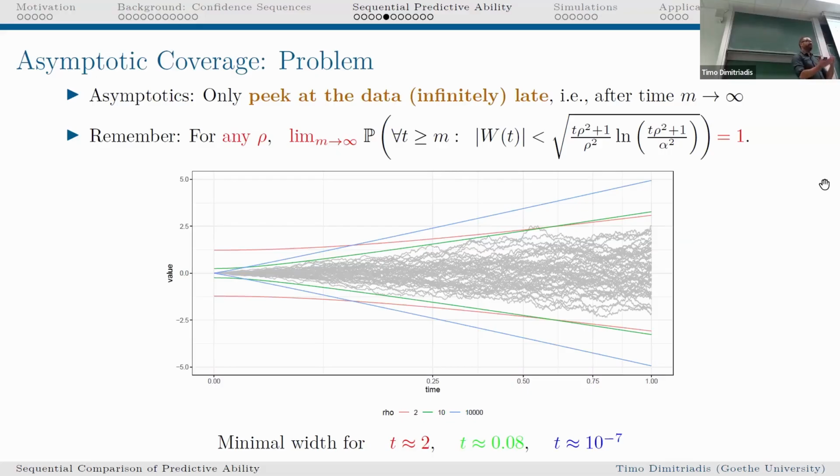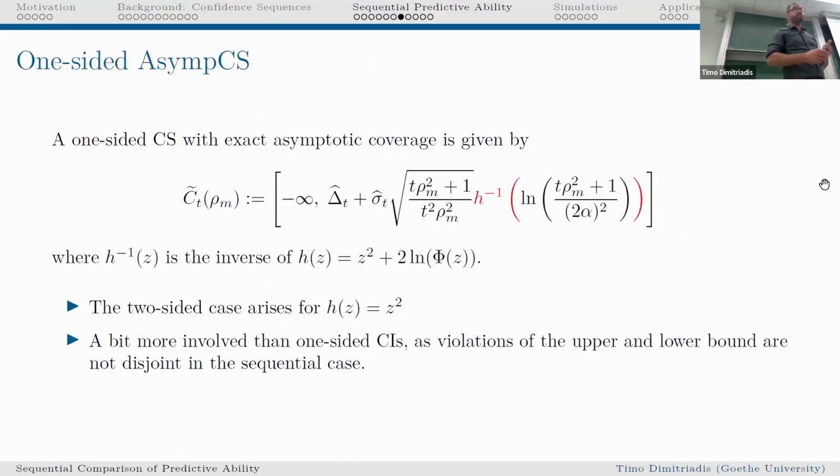Because your sample average can either be above or below the confidence bound, but not both. But here it can first, at some point, be above and then below. So these events are not disjoint, and we have to adapt a bit more. What you do here, the only change is this red function.